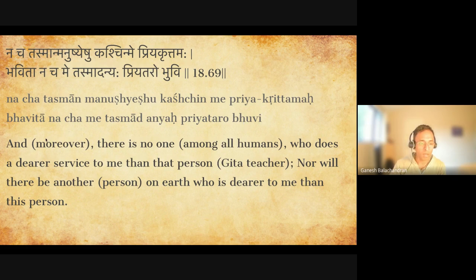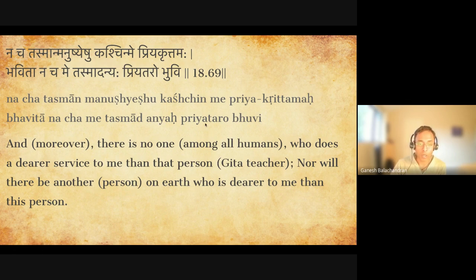So Bhagavan says, cha, and moreover, na tasman manushyeshu kashchin. There is no one among all the humans, anybody. Na kashchin means there is no one, not anybody. Priyakrittamah, one who does dearer service to me than that person. Priya means dear. Krittama, one who does dearer service. So that's how you have to read: na cha anyah bhavita bhuvi. Nor will there be another person on earth.